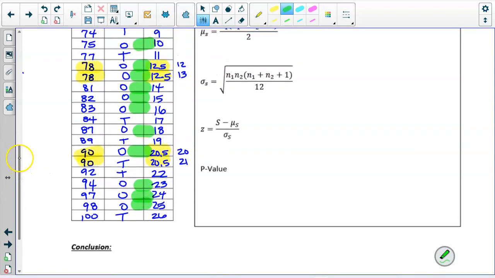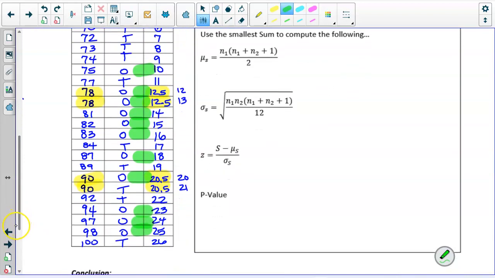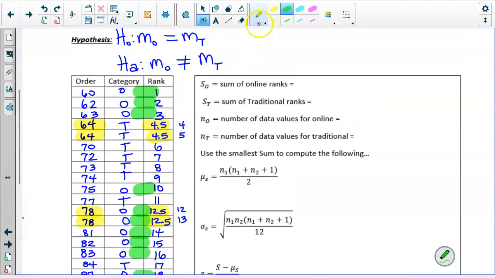So now that I've shown myself which ones, then I went through with my calculator and I said 1 plus 2 plus 3 plus 10 plus 12.5 plus 12.5 plus 14 plus 15 plus 16 plus 18 plus 20.5 plus 23 plus 24 plus 25. When you do that, you get your sum for your online ranks. So what did all of you get? 6.5.